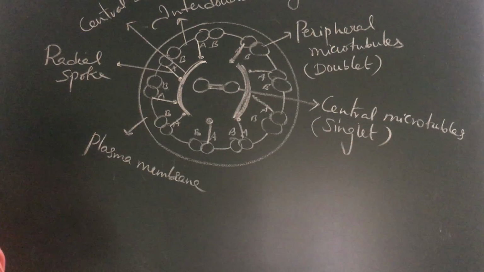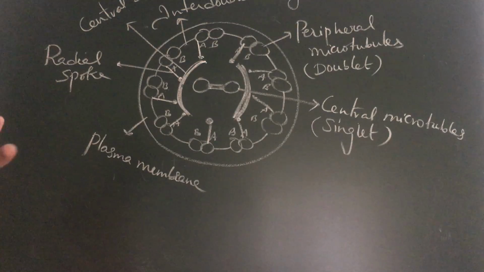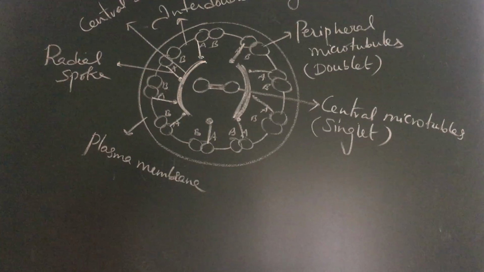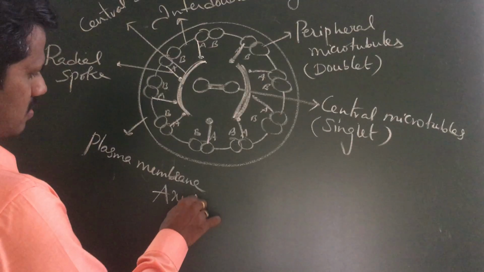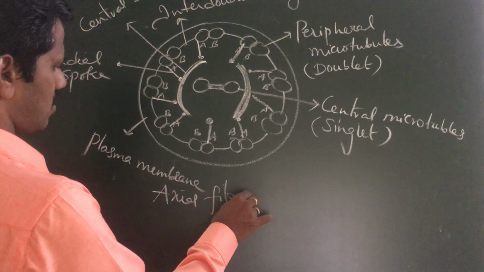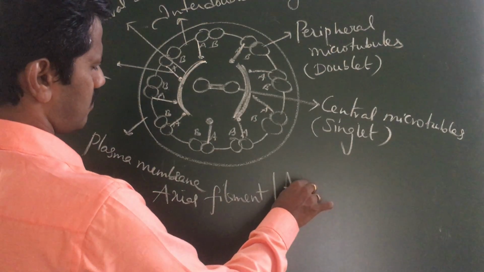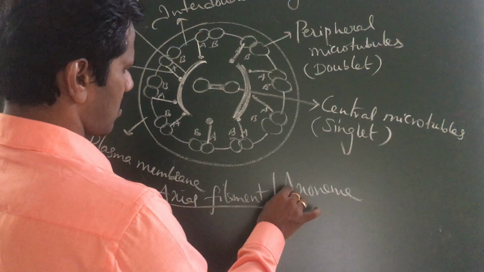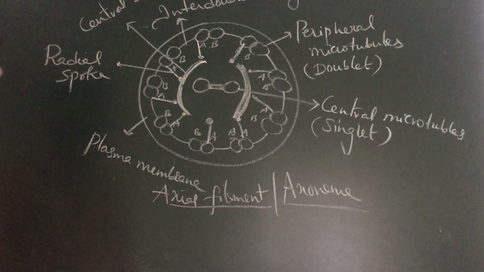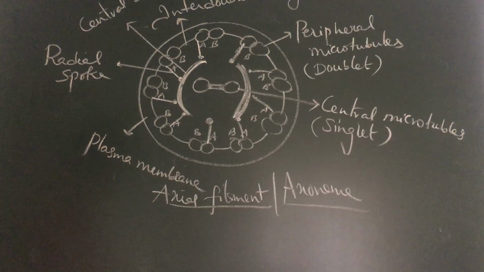So this is the structure of the cilia and flagella cross section. If you take the axoneme or axial filament, the structure is this. We call it the axial filament or axoneme.